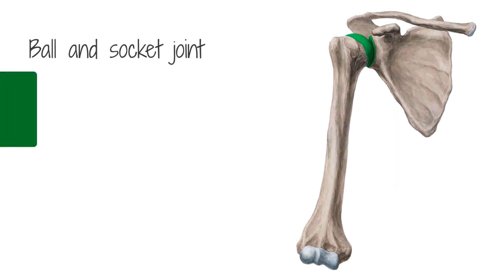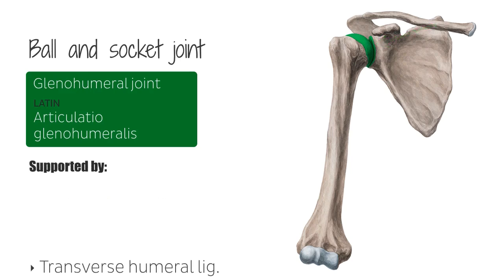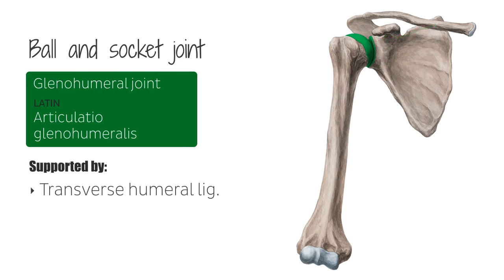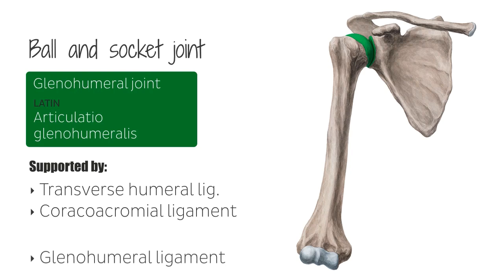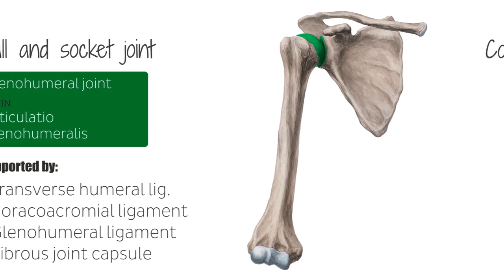The glenohumeral joint, which is also simply known as the shoulder joint, is classified as a ball and socket synovial joint. This joint is formed between the head of the humerus and the glenoid fossa of the scapula, and the shoulder joint is supported by the transverse humeral ligament, the coracoacromial ligament, the glenohumeral ligament, and its fibrous joint capsule. This joint permits a range of movements, and as a result of its extensive mobility, it is a relatively unstable joint.